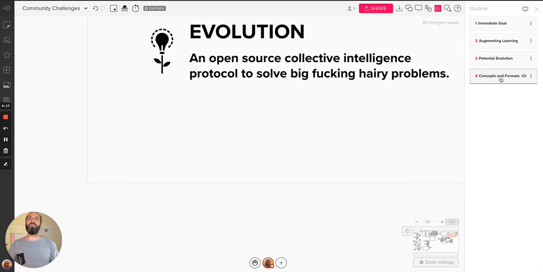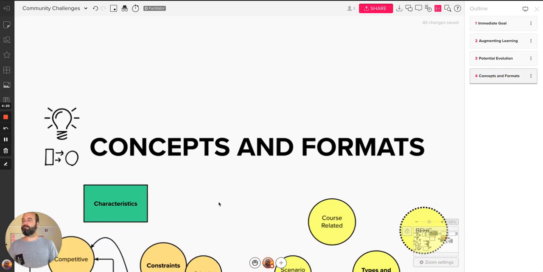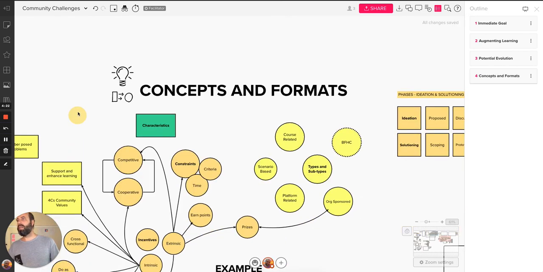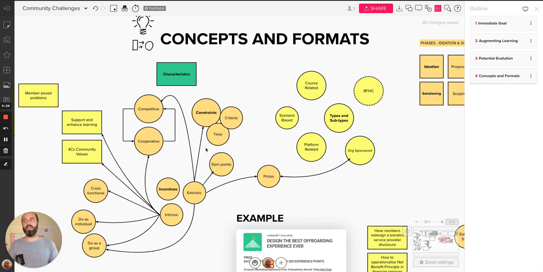So jumping into the concepts and formats here, without going into a huge amount of detail, the specific characteristics that the challenges have. They need to involve individuals, enable people to do things as individuals, as well as do things as teams. They need to be cross-functional and multidisciplinary. They need incentives. As you can see, there's intrinsic and extrinsic incentives that are connected to this. Community members can pose problems, and those problems can be worked through.